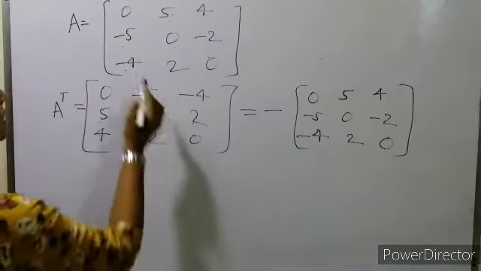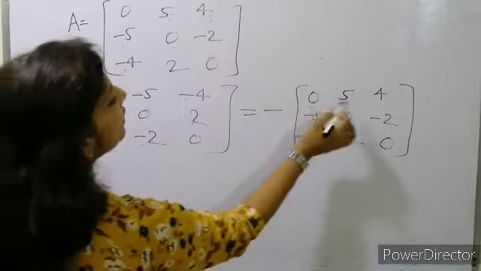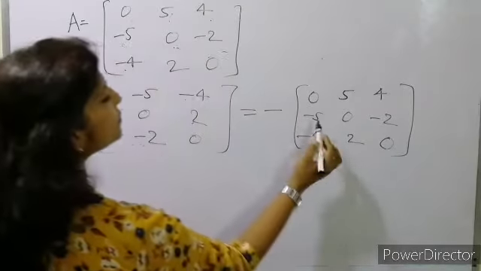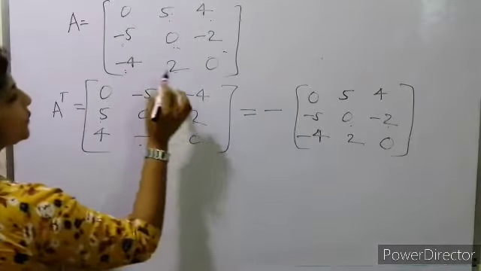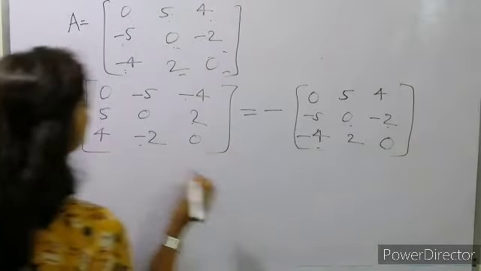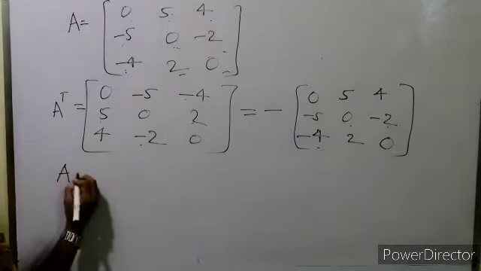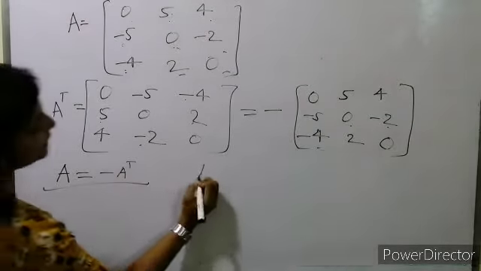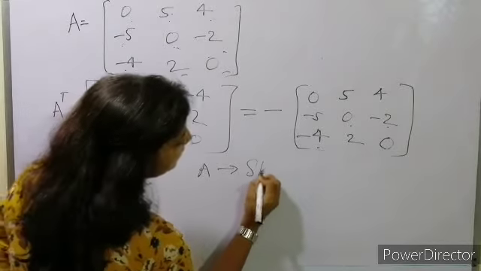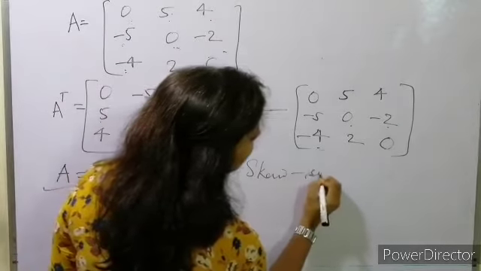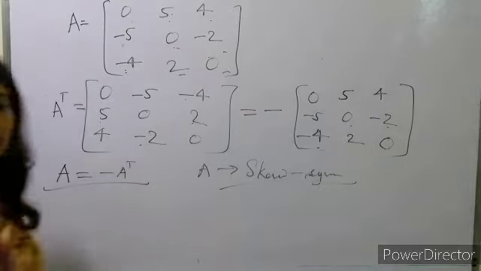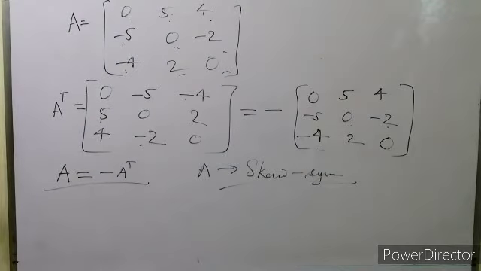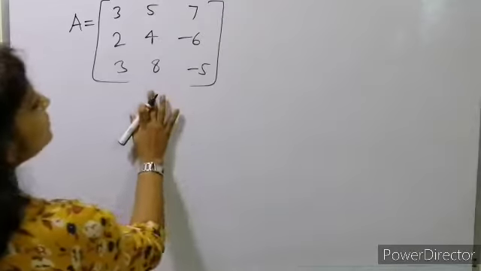Now we'll compare these. 0, 5, 4; minus 5, 0, minus 2; minus 4, 2, 0. So we can say that A is equal to minus A transpose. It means A is a skew symmetric matrix. A is not symmetric. A is a skew symmetric matrix.